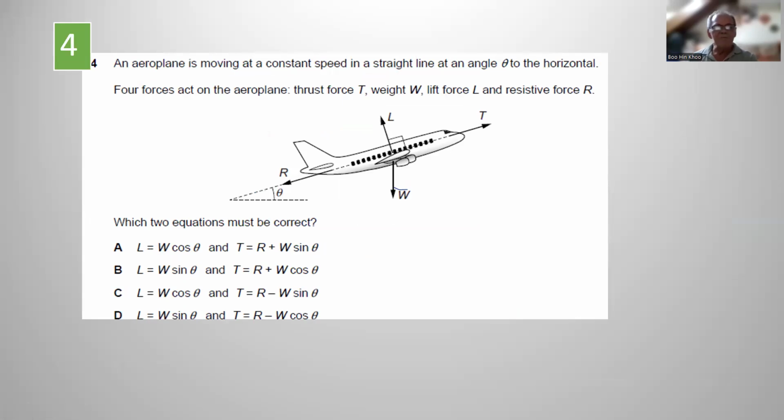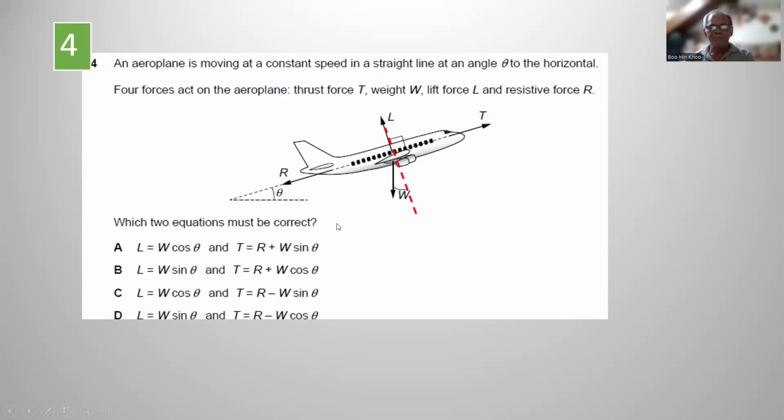An aeroplane is moving at a constant speed in a straight line at an angle theta to the horizontal. 4 forces act on the aeroplane. The thrust, T. The weight, W. The lift force, L. And the resistive force, R. Cambridge is very kind. Gives you a diagram. Which equation must be correct?